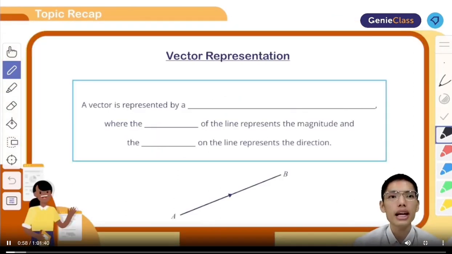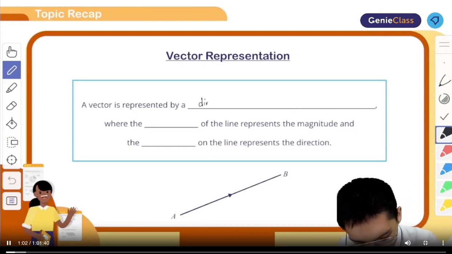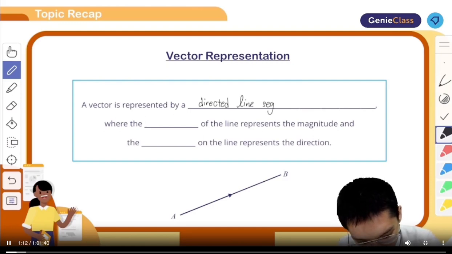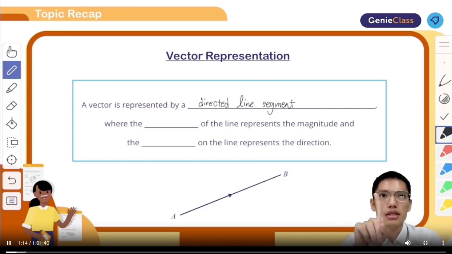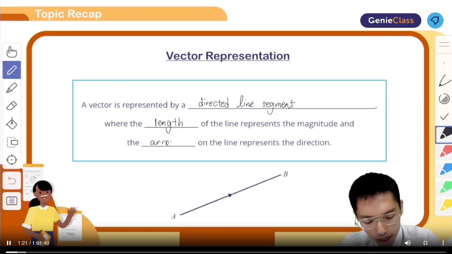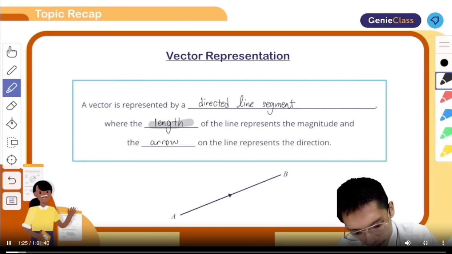So a lot of recap. How do we represent vectors? In this case, a vector, if you see below, is a directed line segment. Okay, so just bear with me, quite a bit of recap over here. Directed line segment, where the first thing to take note of is that the length represents the magnitude, and the arrow represents the direction.